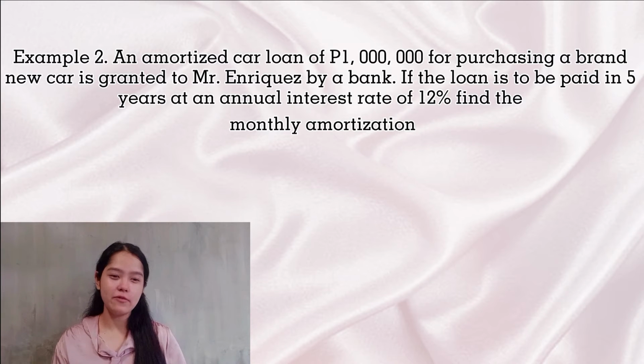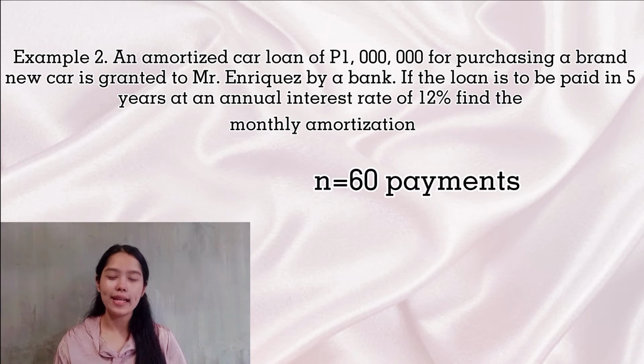For N, the total number of payments, since the loan is to be paid in 5 years, let us multiply by 12 months. So 12 months times 5 years is equal to 60 payments. So N is equal to 60 payments.